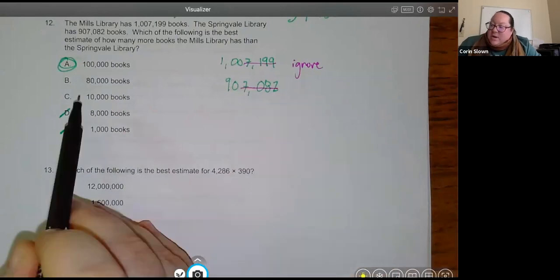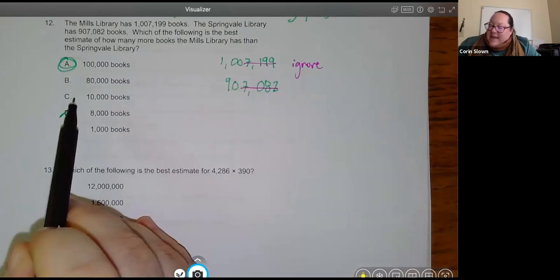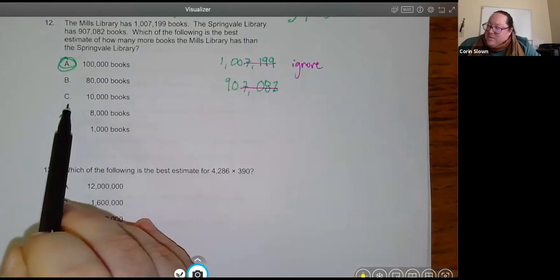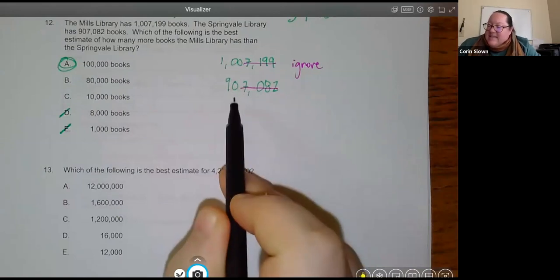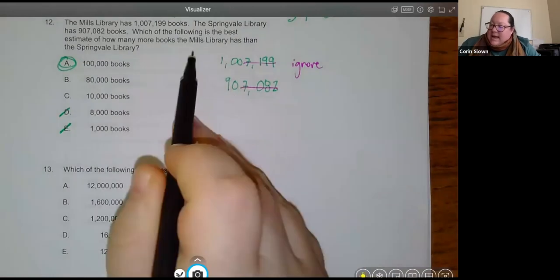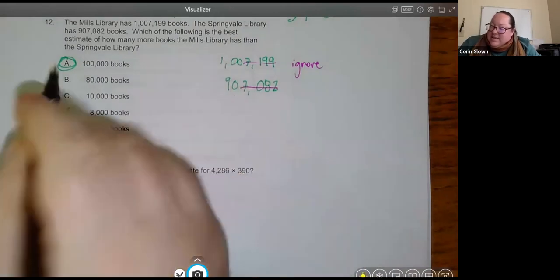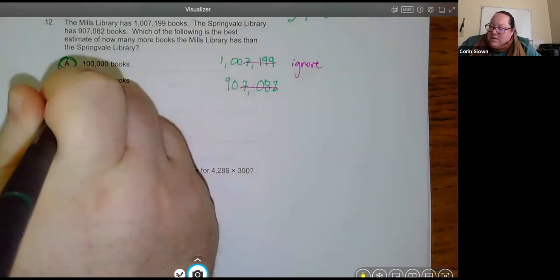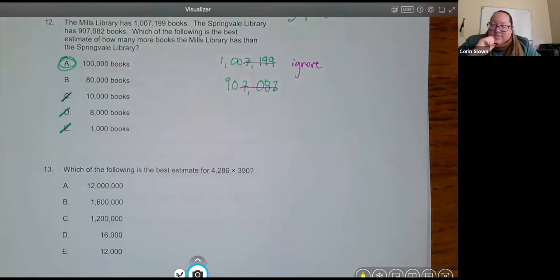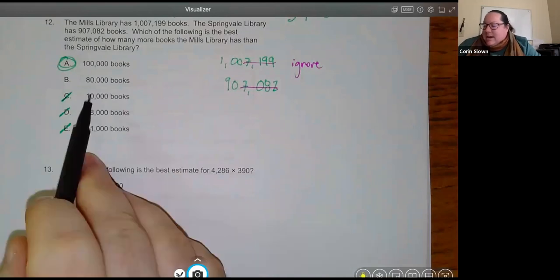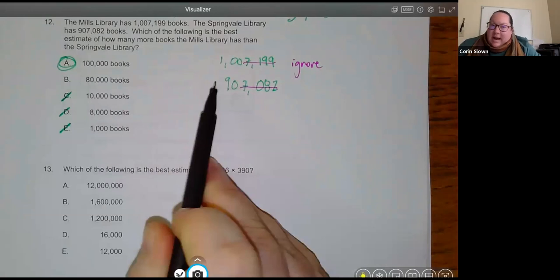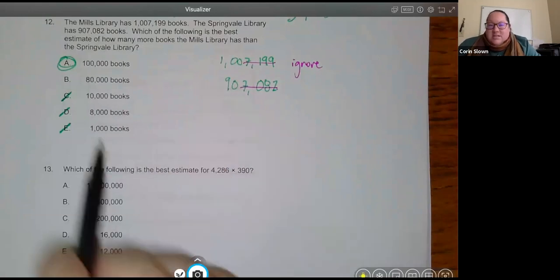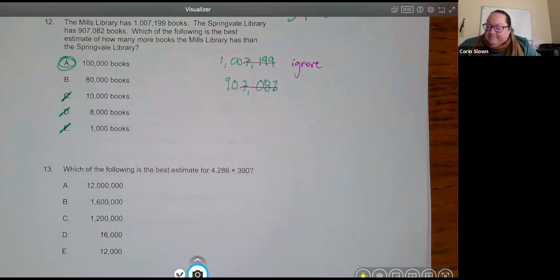This is maybe where it gets a little bit trickier because I have to actually think about place. So here, the tens value, well, 10 isn't actually going to get me up to 1,000,000. It actually needs to be 100. So this is a red herring. It's just if you didn't know your place in terms of ones, tens, or hundreds. And then 80,000 books, you might be tempted to think about this if you were doing the math to actually subtract them, but 100,000 is by far your best estimate.